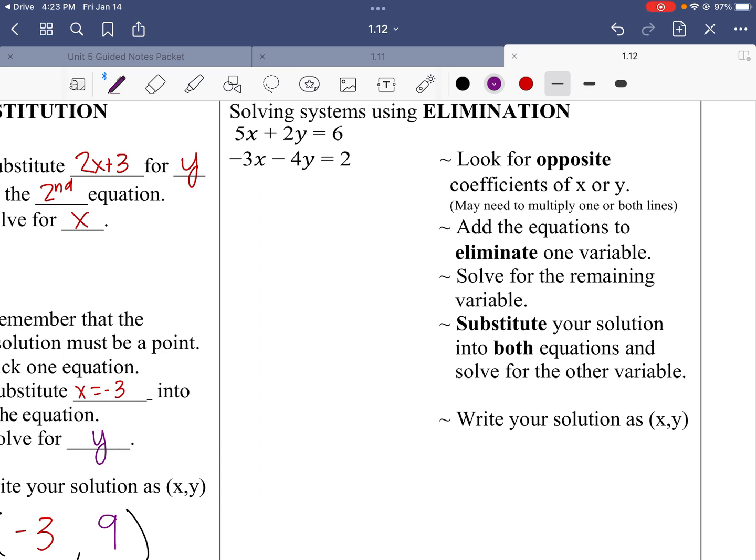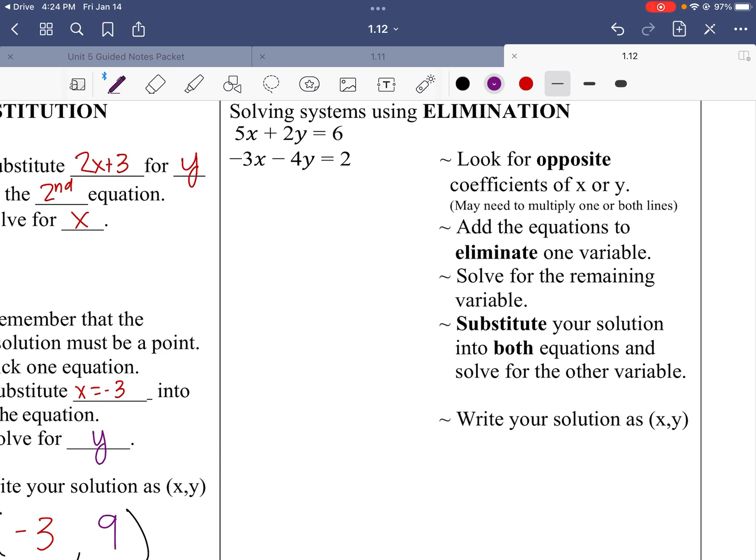Now step 2 is right here. Look for opposite coefficients of x or y. So what we're saying is we're looking for the matching ones. Now in this case, we don't have matching on either, so we're going to have to multiply one or both by something to get these to match.